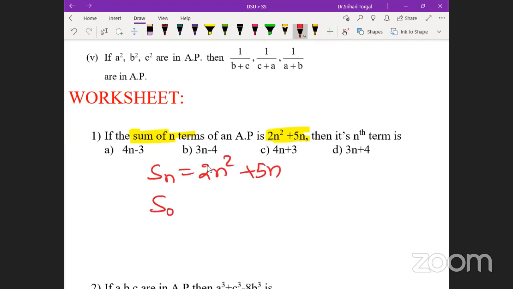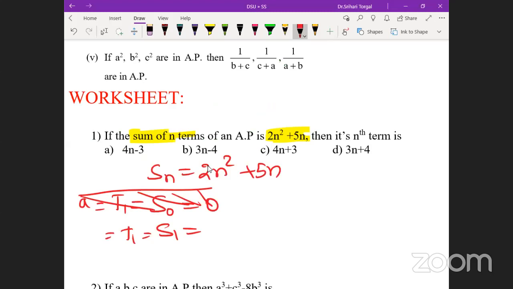Just find out S0. What is the meaning of S0? It is nothing but T1, which is A, the first term. If you put 0 here, you will get 0. I think the sum of 0 terms is meaningless. I think S1 we have to find out, that is T1. Correct? Yeah. If I put 1, it is 7. The first term is 7 here. Got it?